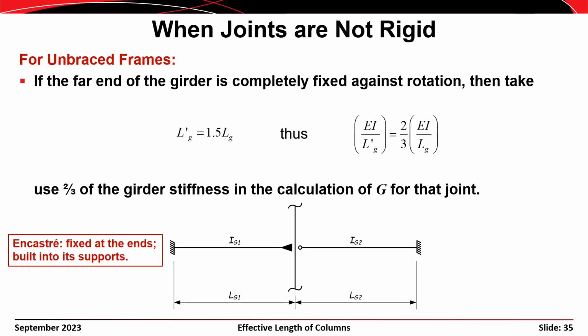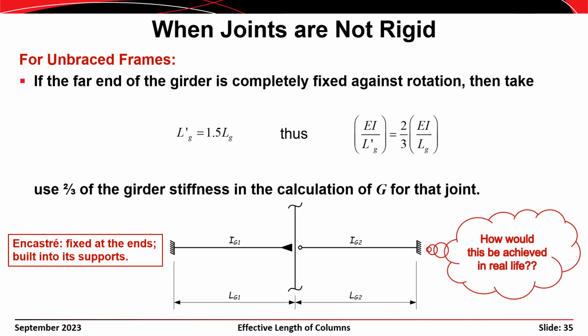We use the word incastra to describe this situation, and in this case, the modified girder length L sub G prime is equal to 1.5 times the actual girder length L sub G. And the stiffness contribution of the girder to the joint is taken as 2/3 of its face value when evaluating the stiffness ratio G. However, this situation is encountered much less frequently than other cases.